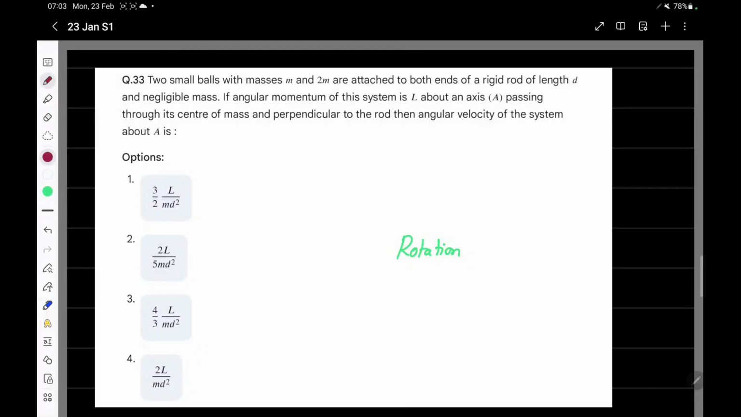Hello students, today we are solving a question from System of Particles and Rotation. The question is from 23rd January, Shift 1, JEE Mains 2026.